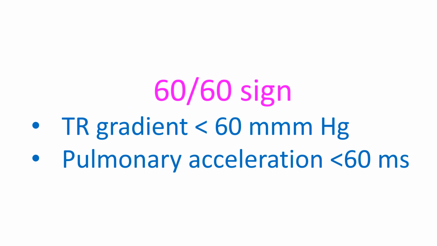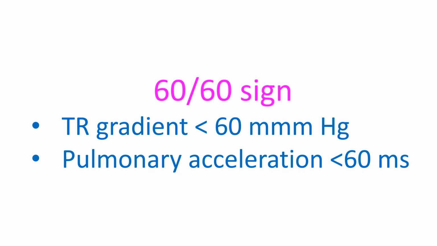McConnell sign and 60/60 sign may be present on echocardiography. McConnell sign is akinesia of right ventricular mid-free wall with sparing of apex seen in acute pulmonary embolism. This finding has a sensitivity of 77% and specificity of 94%. A potential false positive situation is right ventricular myocardial infarction. 60/60 sign in acute pulmonary embolism is a pattern detected by Doppler echocardiography indicating a disturbed right ventricular ejection pattern. The sign has two components.